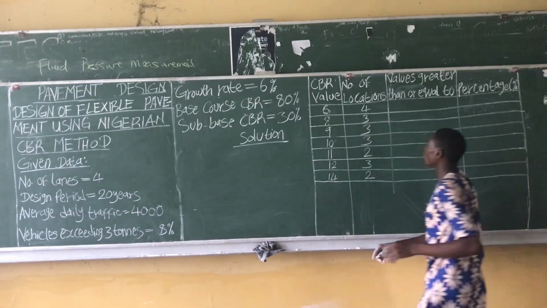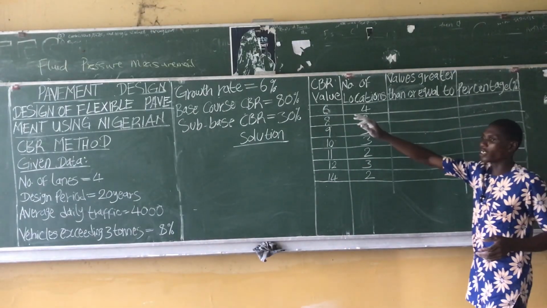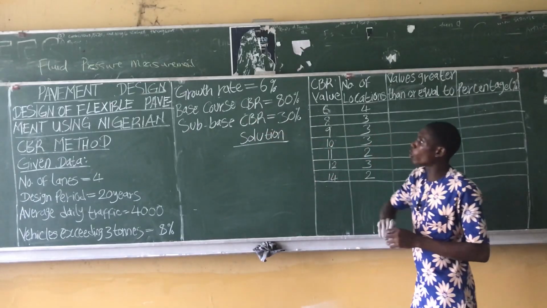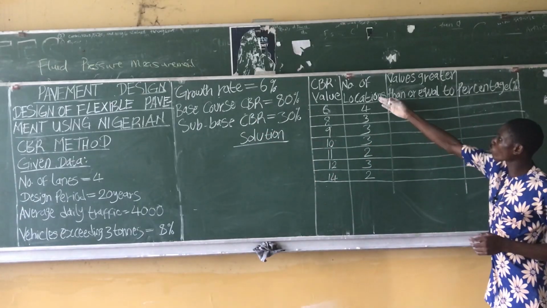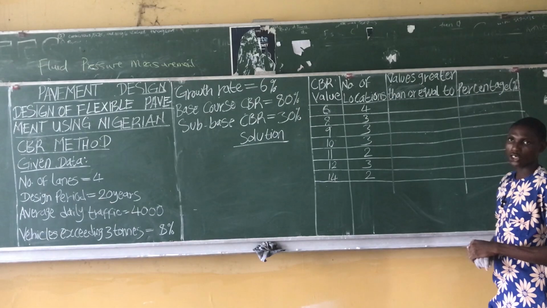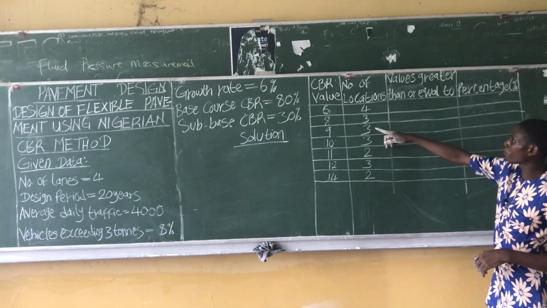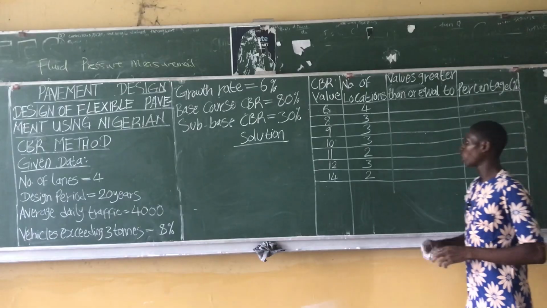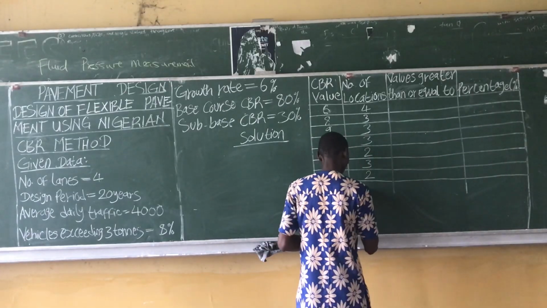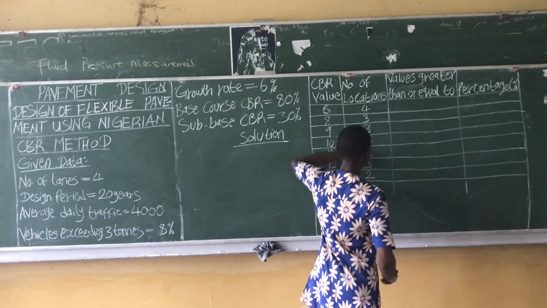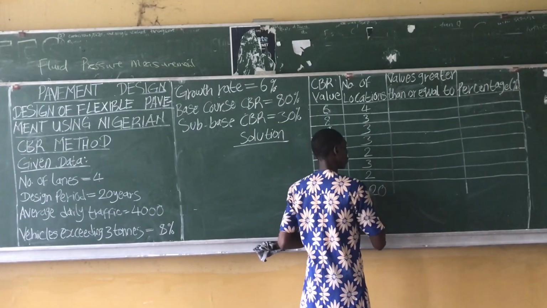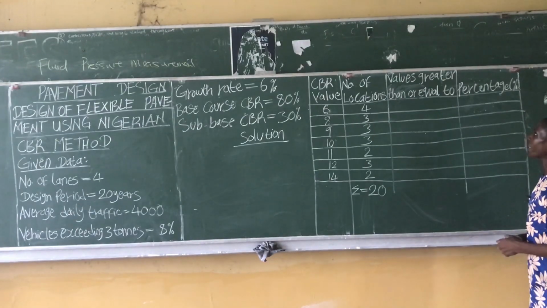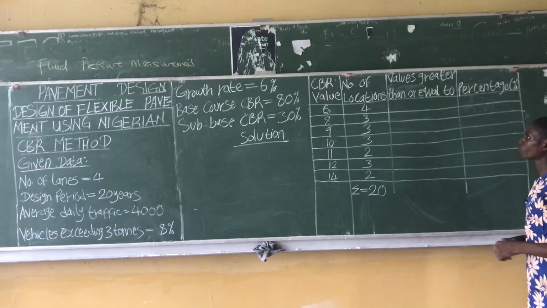On this table, the first thing we do, remember we are trying to determine the CBR value for our subgrade. We already have our CBR value for our base and sub-base course. So we simply sum up the values of the number of locations. So 4 plus 3 plus 3 plus 3 plus 2 plus 3 plus 2. That will give us 20. So if we sum all these values, we have 20.